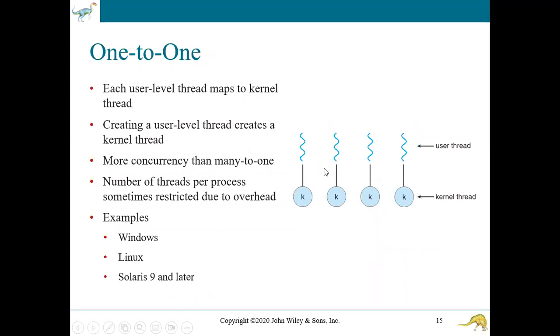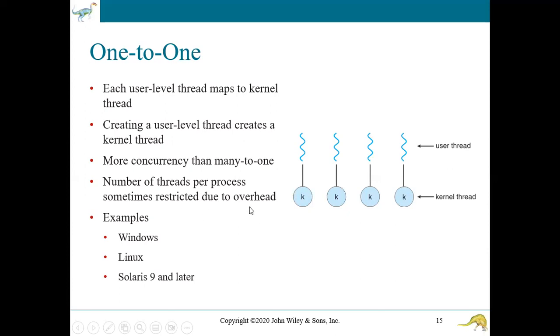So one to one here. So it's fastest. Each user thread is mapped onto one kernel thread. So that means you have a separate luxury of computational environment here. Creating a user thread creates a kernel thread also at the same time. So more concurrency than many to one. The number of threads per process is sometimes restricted.